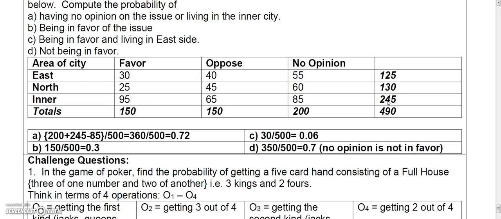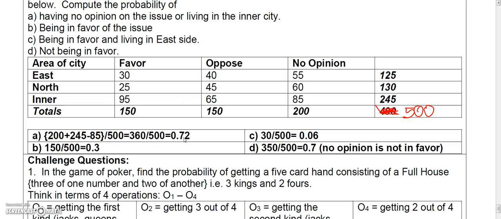245. And then you subtract from that the intersection of these 2 groups. So no opinion, inner city, the intersection is the 85. So take 200 plus 245 minus the 85, and that'll give you 360 out of 500 there. Let's see, I said 490 there. Let me check that. Okay, it is 500, so that's my bad. They do add up to 500. Okay, so anyway, it's 360 out of 500 for this one, which is 0.72.